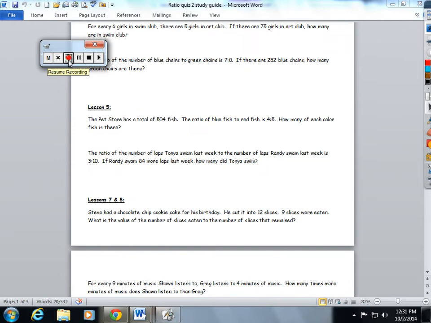I'm going to hand it to Gavin. This one says the pet store has a total of 504 fish. The ratio of blue fish to red fish is 4 to 5. How many of each color fish is there? First you divide.